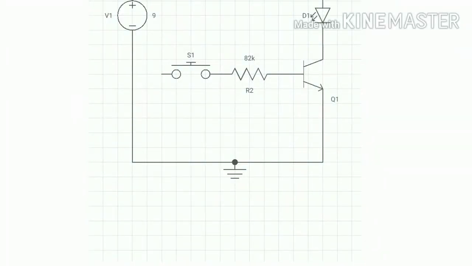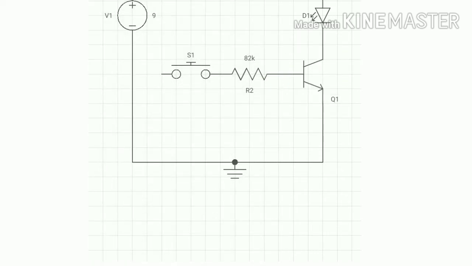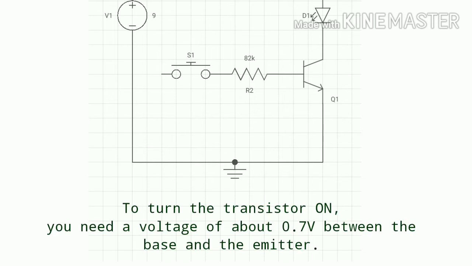Today I will show you how to glow an LED using a transistor. You can see in the circuit we have a transistor, which is an NPN transistor. You can see here the transistor is in off condition because the transistor doesn't get 0.7 volt.